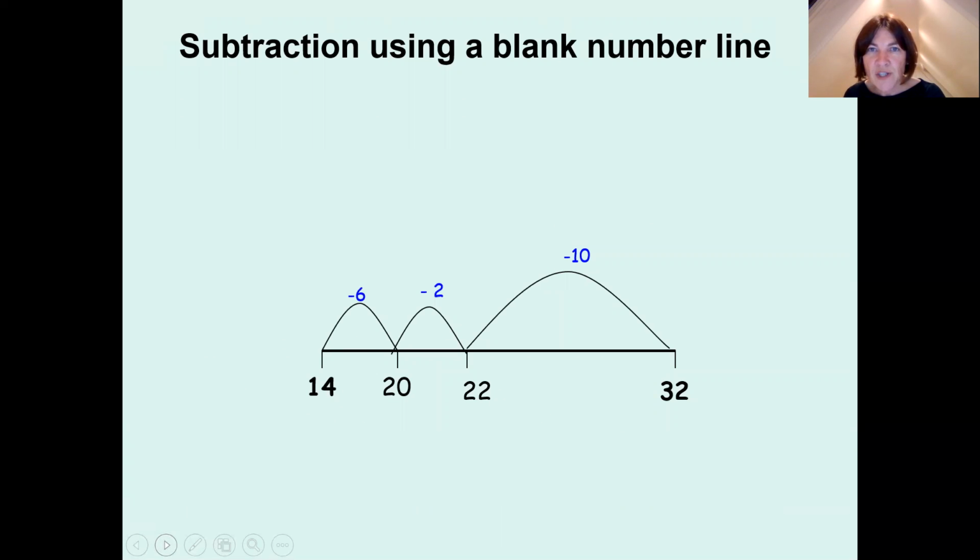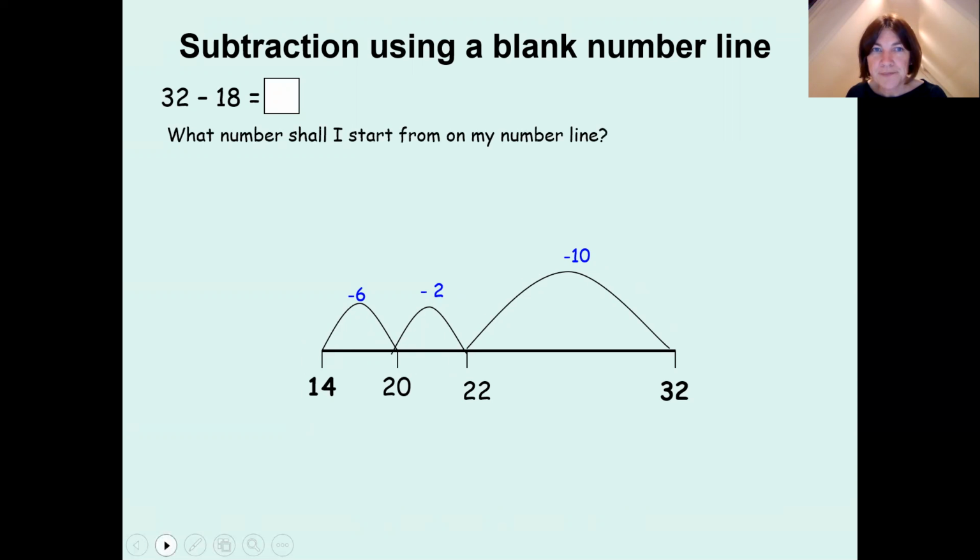And then subtraction using a blank number line. So we've got here 32 take away 18. We start with 32 and we're counting backwards. So we're taking away a 10, then we're taking away a 2 to get me to 20, and then we're taking away that extra 6 and we get back to 14. But we might start off with subtracting a 10 and actually counting in ones to start.